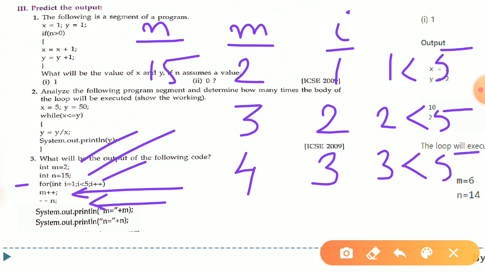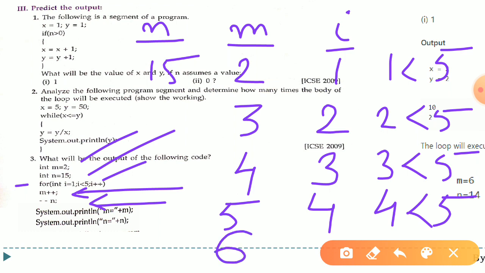Again this m plus plus will be evaluated and it becomes 5. Again i plus plus will be evaluated and the value becomes 4. Now again the value will be checked: 4 less than 5. Now when you got this answer, then you got m plus plus also. So the value of m will again be incremented.